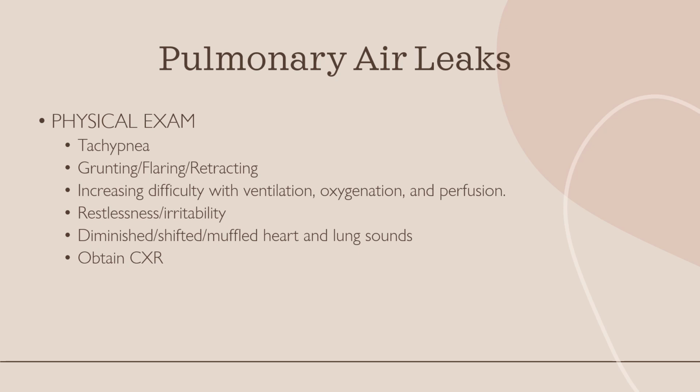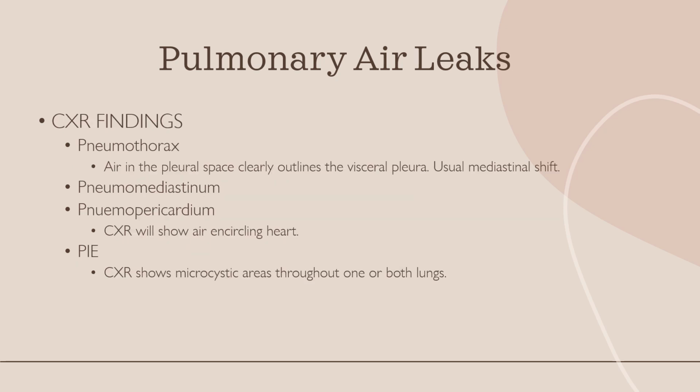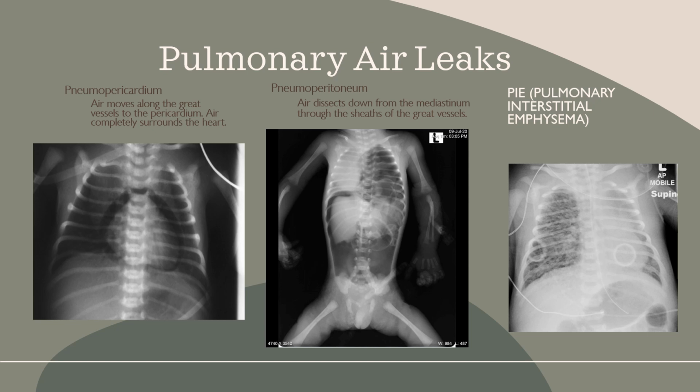And getting a chest x-ray is the best bet. I have this slide here just looking at chest x-ray findings, but on the next slide I actually have a few x-rays that we'll take a look at. Okay, we have a few x-rays here. On our first x-ray on the left, we can see pneumopericardium, and you can actually see this rim of air encircling the heart. So it's kind of easy to understand why this air puts pressure on the heart and affects its ability to pump effectively.